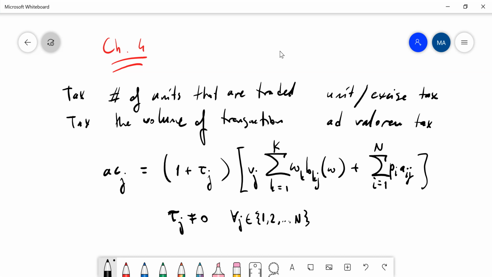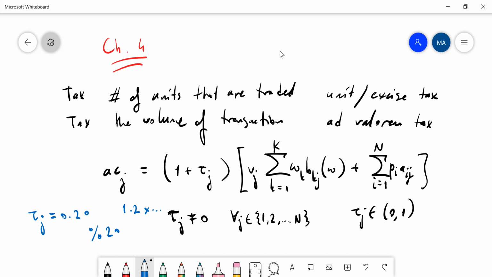Because originally it is just equal to this. If I put a tax rate, and here the tax rate is between 0 and 1, I basically increase its average cost. So you may imagine that the tax rate is, let's say, 20%, right? So the average cost then increases 20%. Originally it was just this. Now it is 1.2 times that.